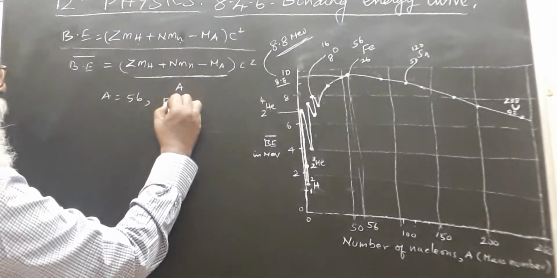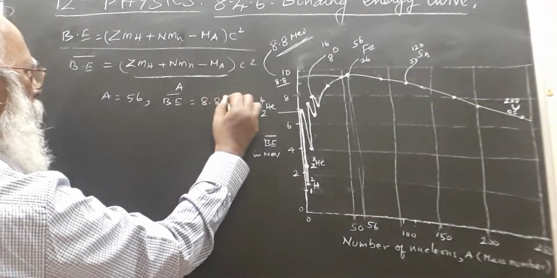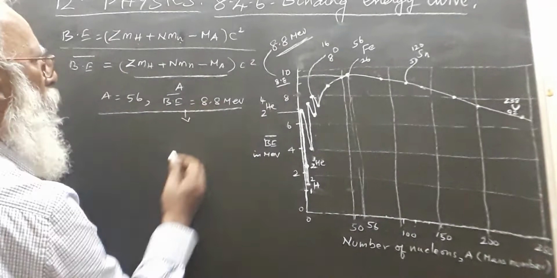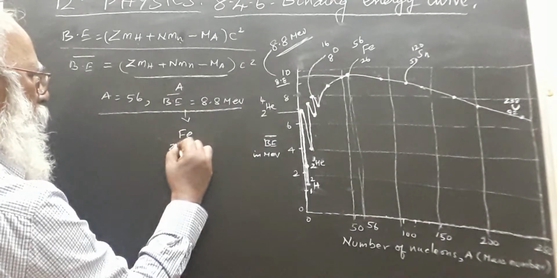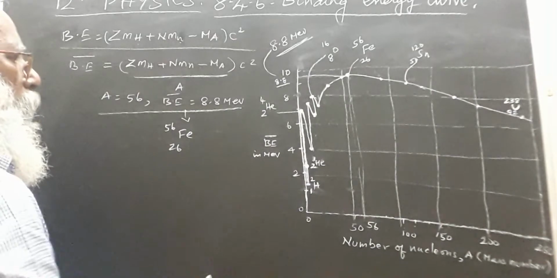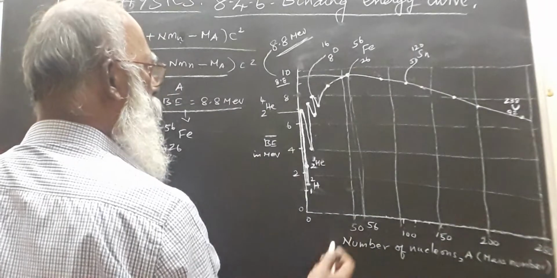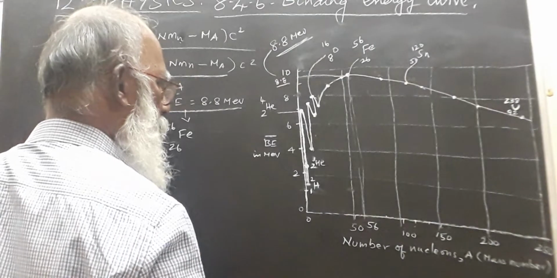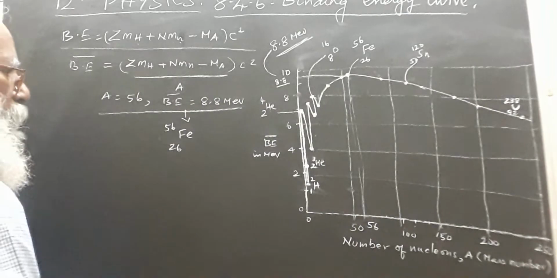Then the BE bar is equal to 8.8 million electron volt. This is for iron, 26Fe56. This shows that below 40, this is the smallest mass number region.